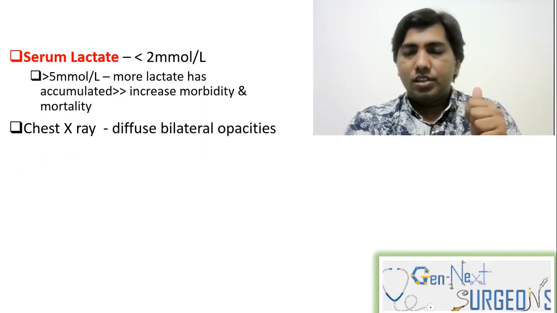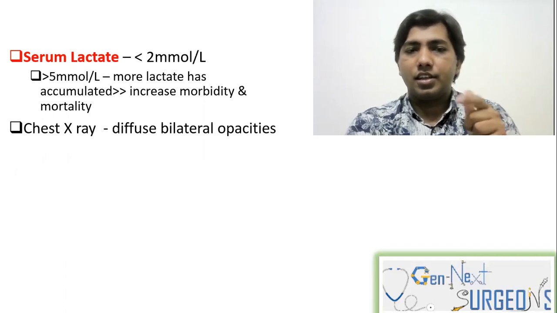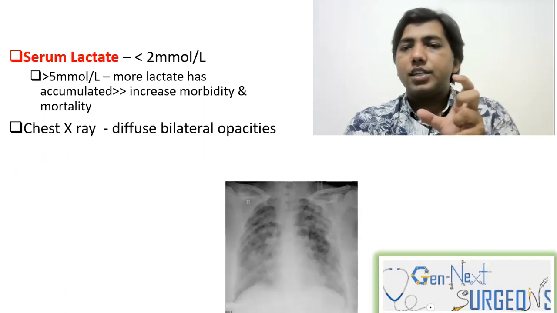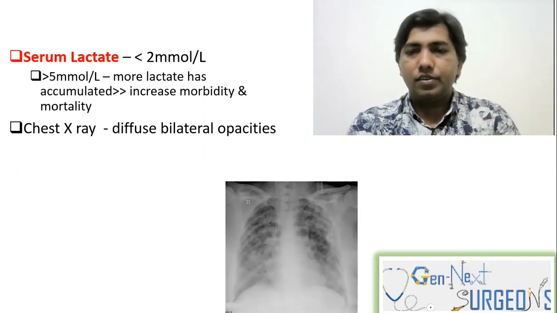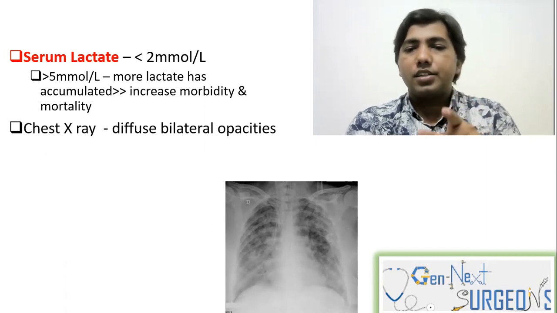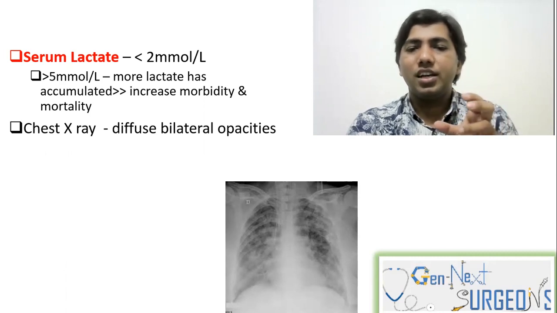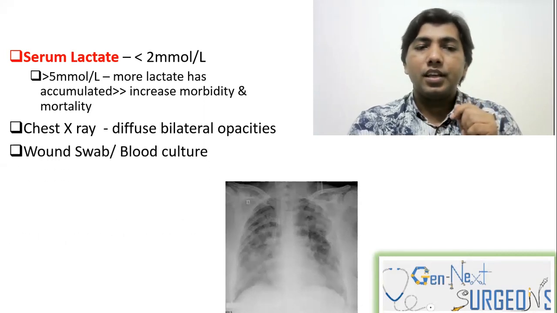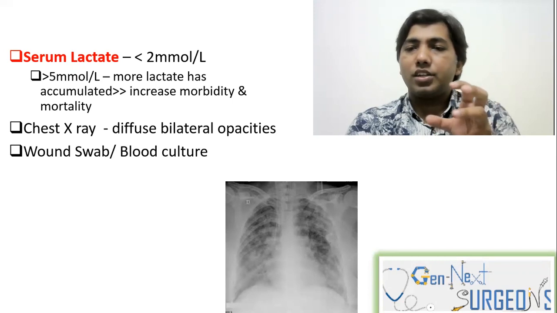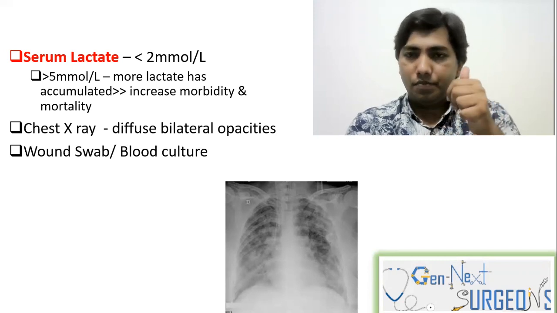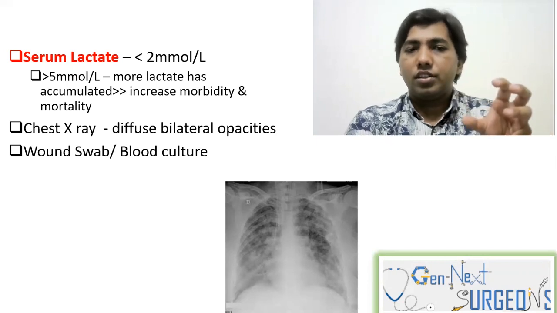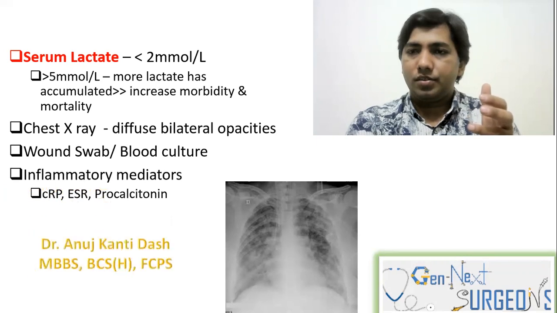You all know the Berlin criteria for ARDS, and one component is chest X-ray, which will show diffuse bilateral opacities. Look at this X-ray film. There are diffuse bilateral opacities. This is very important in the COVID area, because these findings are also found in COVID. And also we need to take a swab or blood culture. If there is a wound, we can take a swab from the wound and send it. If we cannot, then we need to go for blood culture.